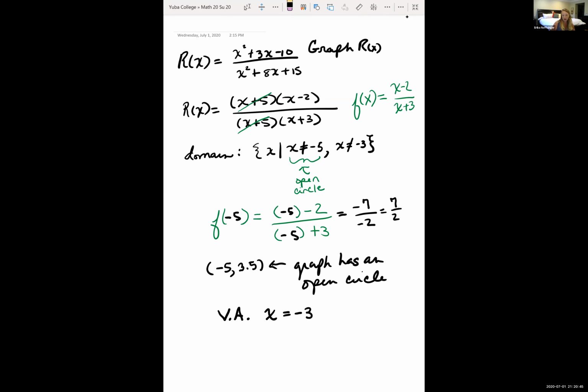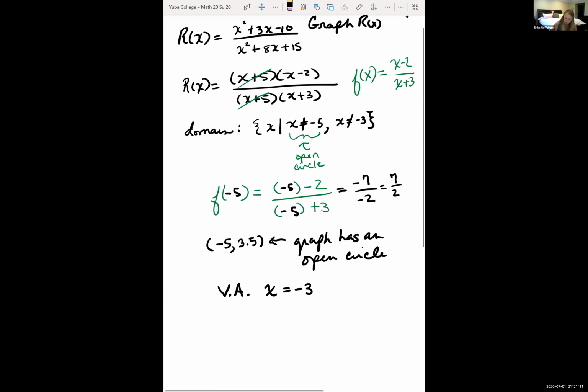Okay, so the degrees of the numerator and denominator determine whether we have a horizontal asymptote. If the degrees are the same, there is a horizontal asymptote, and that's where we looked at the leading coefficient of the numerator over the leading coefficient of the denominator. Our leading coefficient of the numerator is 1, divided by the leading coefficient of the denominator, which is also 1. So we have a horizontal asymptote. Horizontal lines are in the form y equals 1 divided by 1, which is 1.